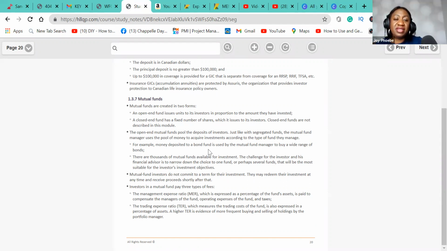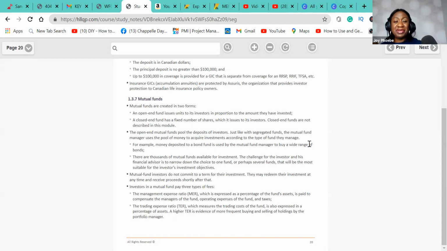Mutual funds are created into two types: closed-end funds and open-end funds. Open-end funds are issued in units to investors, in proportion to the amount they have invested. A closed-end fund has a fixed number of shares, which is issued to its investors. Closed-end funds are not described in this module.